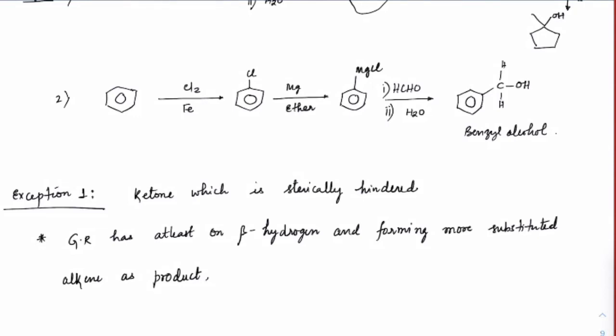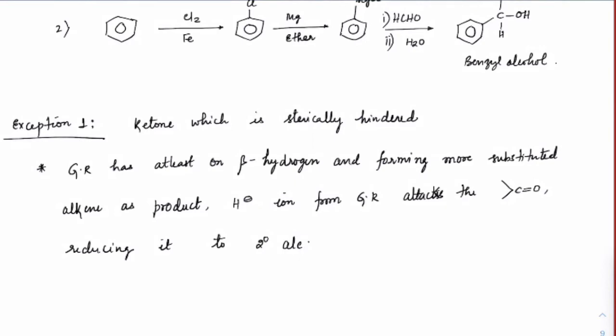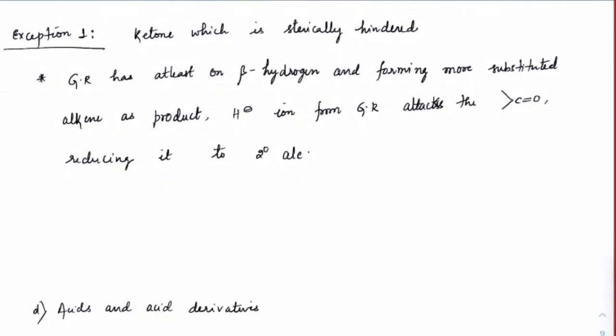Okay. In that case, what we can expect, the H minus ion from Grignard's reagent attacks the carbonyl, attacks the C double bond O, reducing it to 2 degree alcohol. Reducing it to 2 degree alcohol. Let me show you how.